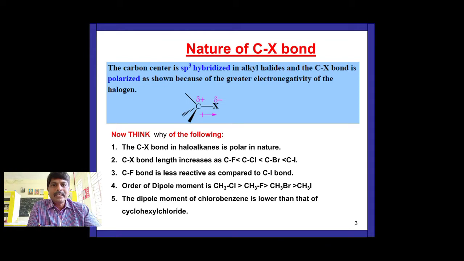Whereas the C-F bond is short, bond length is minimum, bond strength is maximum. So to break the C-F bond, more energy is required, so it is less reactive. The C-F bond is less reactive as compared to the C-I bond because the C-F bond is a strong bond because its bond length is less. One more point is dipole moment. Order of dipole moment: CH3Cl is greater than CH3F is greater than CH3Br is greater than CH3I. And one more point, the dipole moment of chlorobenzene is lower than that of cyclohexyl chloride.